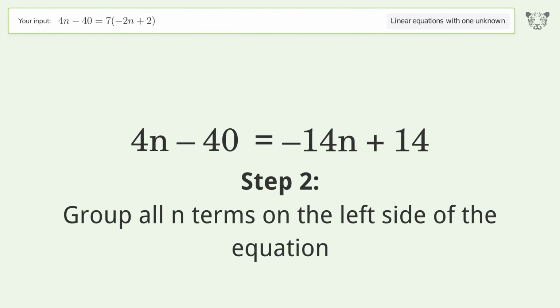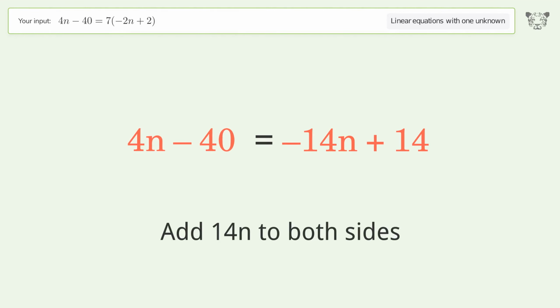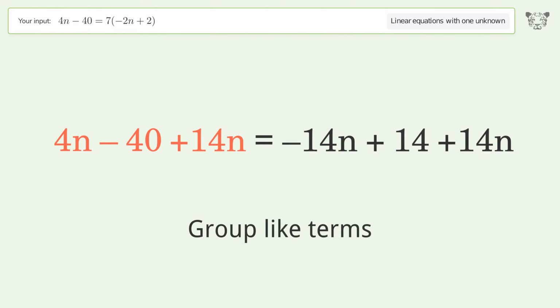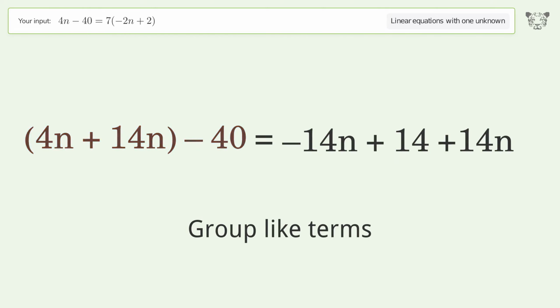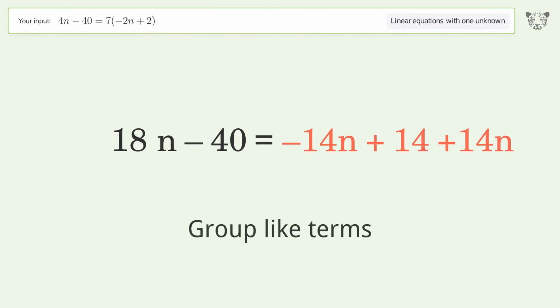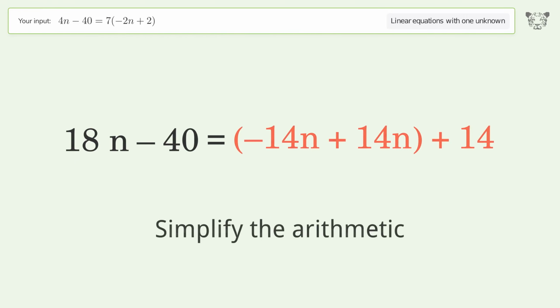Group all n terms on the left side of the equation. Add 14n to both sides. Group like terms. Simplify the arithmetic. Group like terms. Simplify the arithmetic.